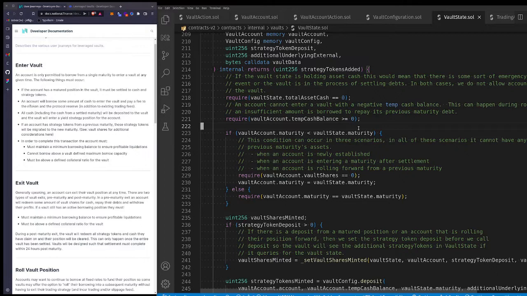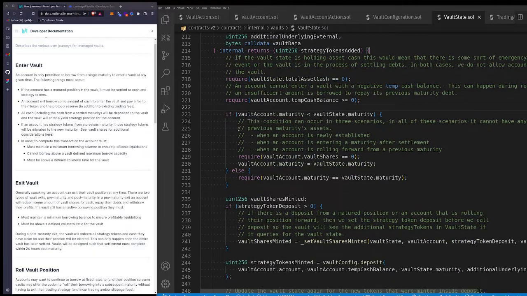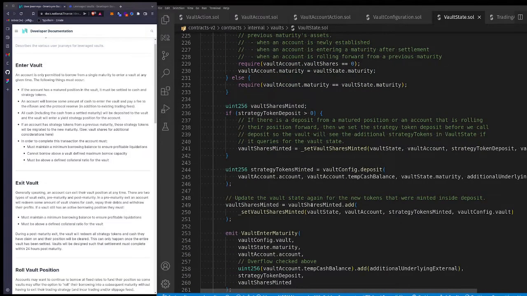Now the asset cache should be 0 the vast majority of the time that the vault is in normal operating conditions. Only when a vault has emergency exited funds, or when it's in the process of settling its debts as it gets to maturity, should there be asset cache in the vault state. So generally, users won't want to be entering vaults in those times anyway. We check that there is some temp cash balance, and that the maturities line up and set them accordingly.